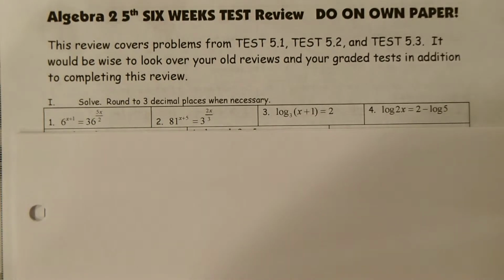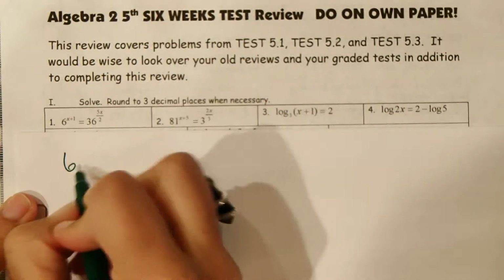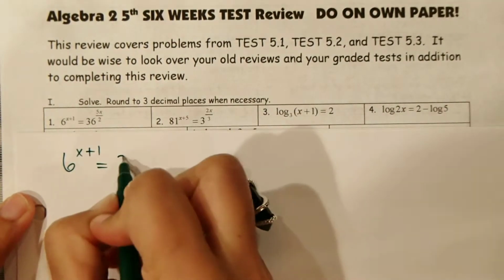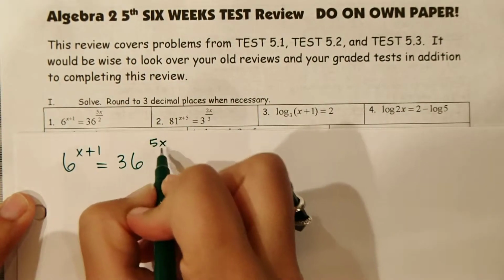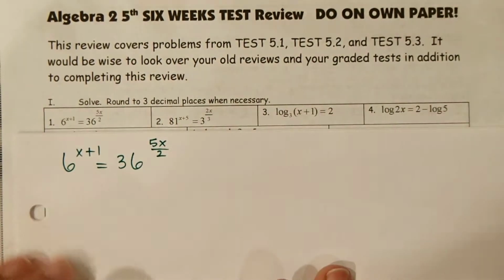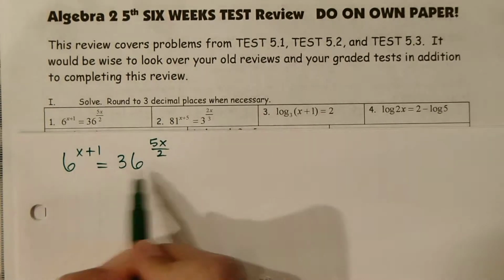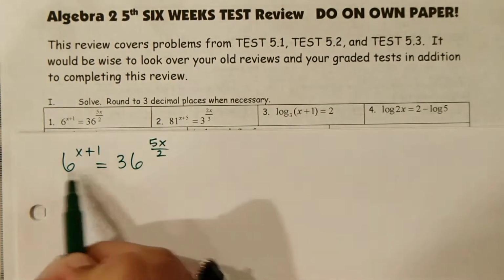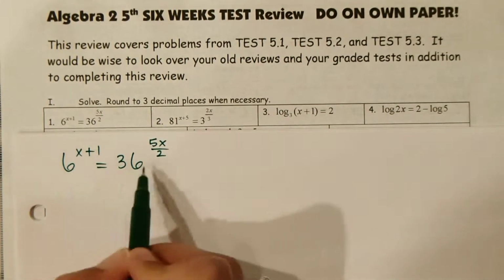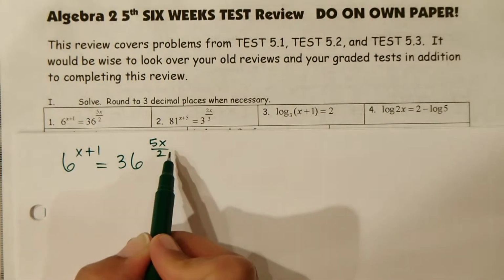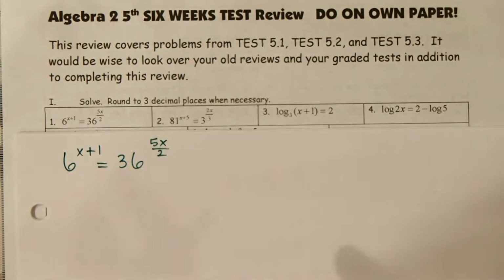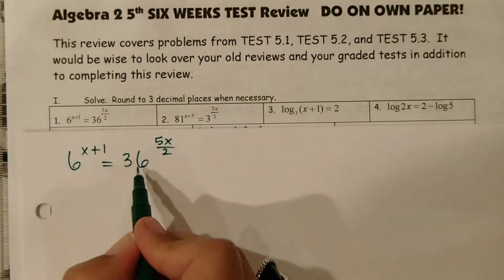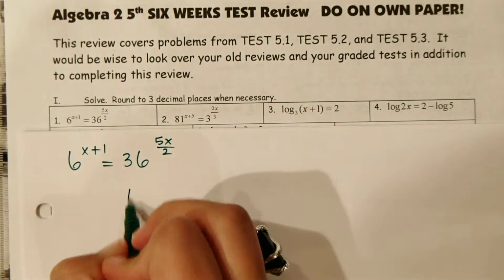So number 1, we've got, I'm going to go and rewrite this. 6 to the x plus 1 equals 36 to the 5x over 2. Now what we want to do here is have the same base. If we can get these two bases to be the same, we can eliminate those and just solve for the exponents as an equation on their own. So what we're going to do is turn this 36 into a 6 squared.